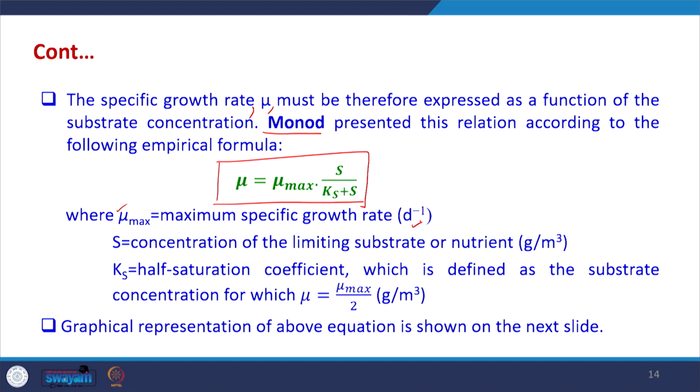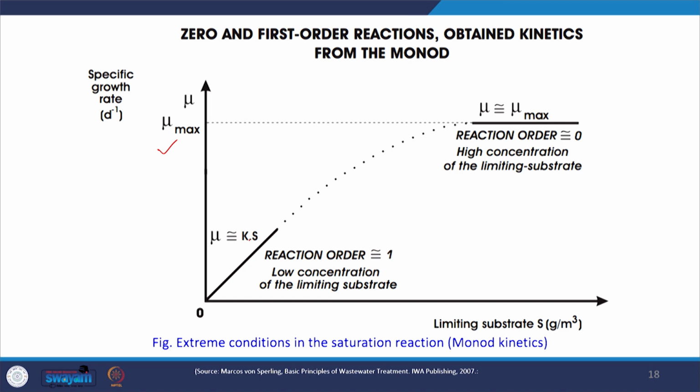Then S is the concentration of the limiting substrate or nutrient, in grams per meter cube. Ks is the half saturation coefficient, which is defined as the substrate concentration for which nu is equal to half of nu max, and this equation can be plotted like this, the one which is shown here. If we plot nu, it can be represented by this equation, where nu is continuously increasing and it goes to nu max.